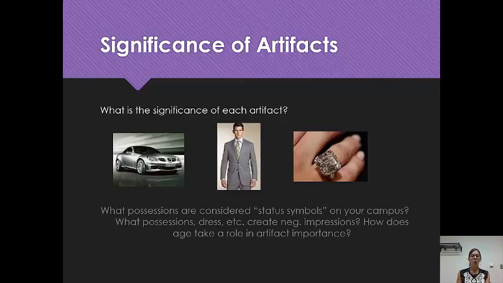Artifacts. So here's a few other questions for you to think about in terms of grounding this into something that's more familiar for you. If you are on a college campus or you're on NMU's campus, think about what are some of the status symbols that are represented on your campus, on our campus. If you're somewhere else, just think about your community. What are some of the sort of status symbols found in your community? What possessions, what dress would create negative impressions for you? What possessions or dress would create positive impressions for you?